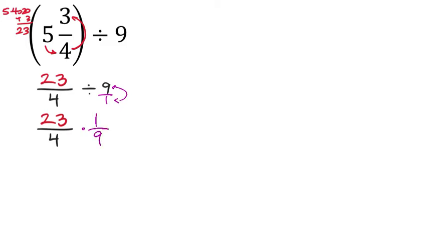Oh, well, I don't see any cross simplification that can occur. So we should just end up with a proper fraction here in the numerator. 23 times 1 is 23. In the denominator, 4 times 9 is 36. So 23 over 36 appears to be our final answer on this one.